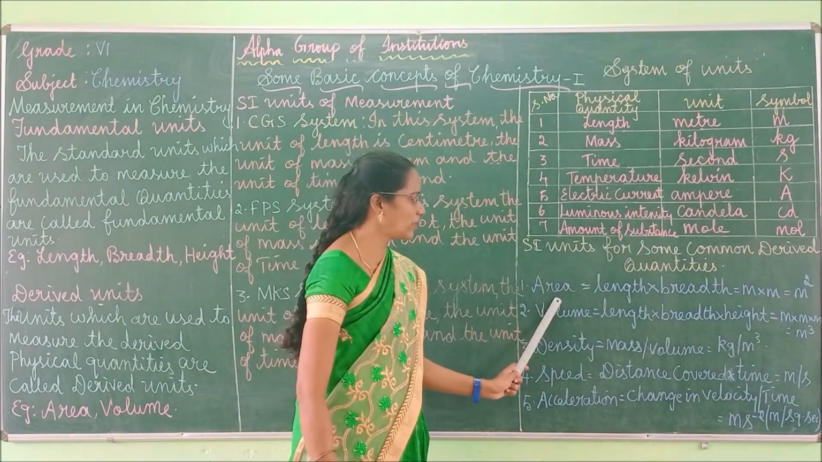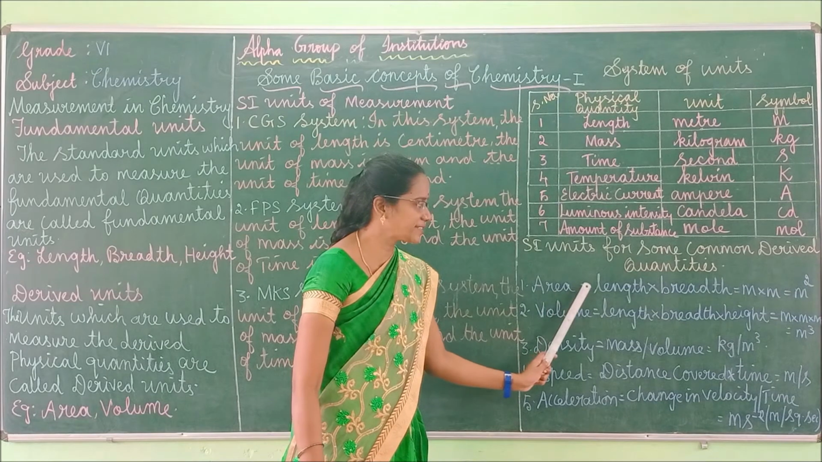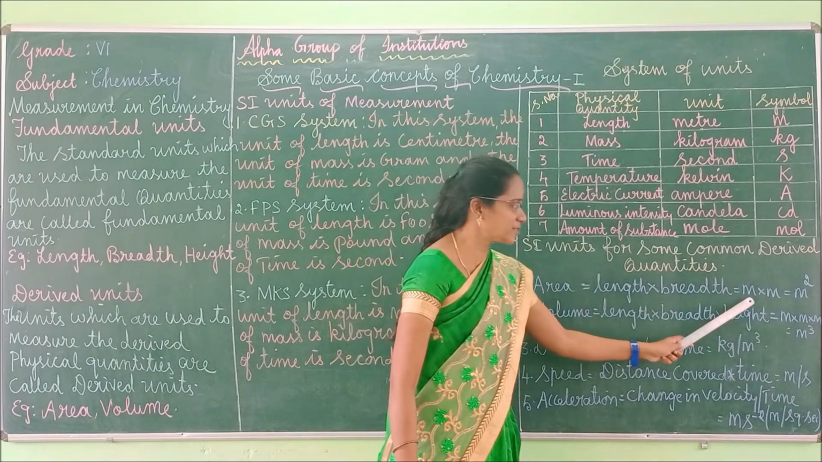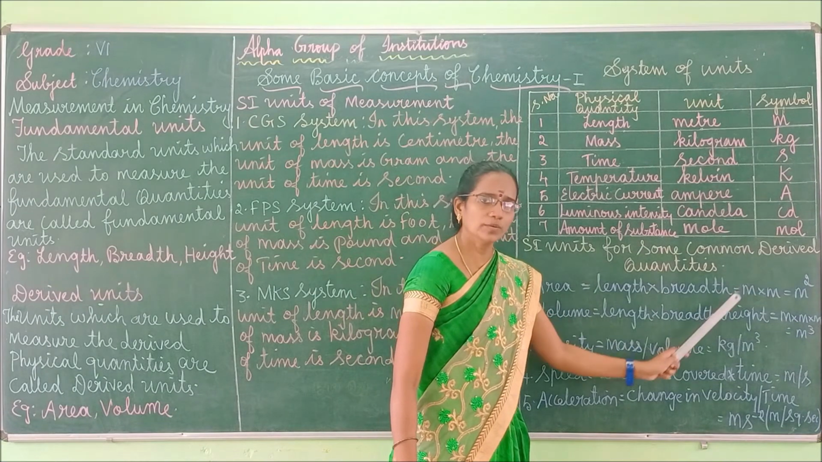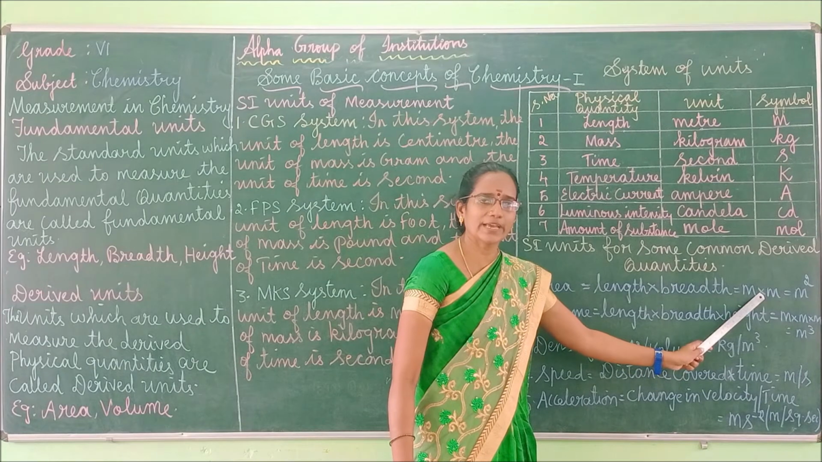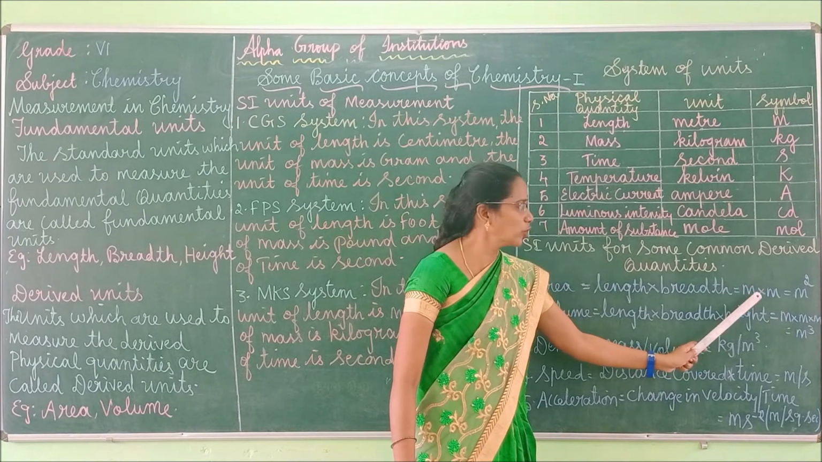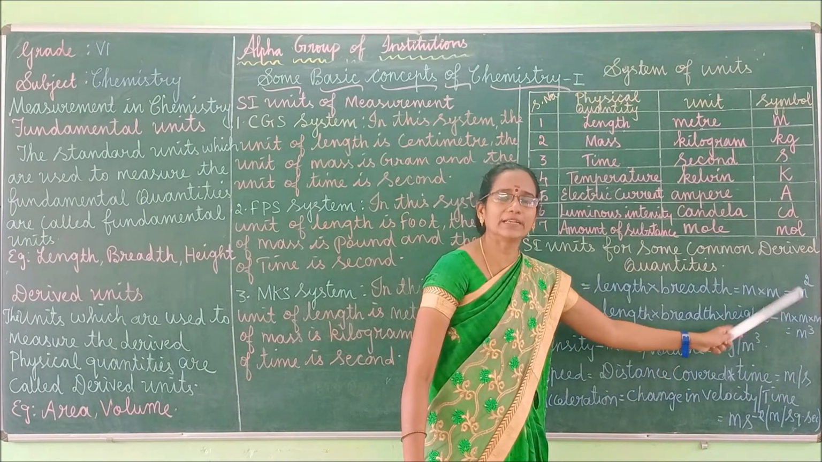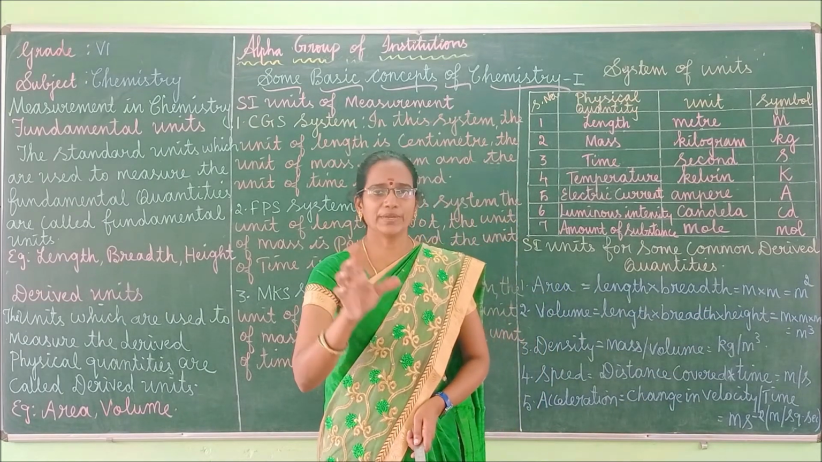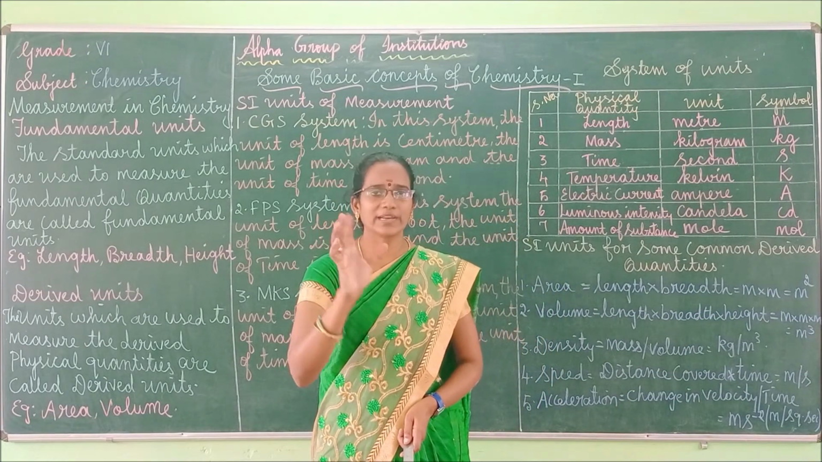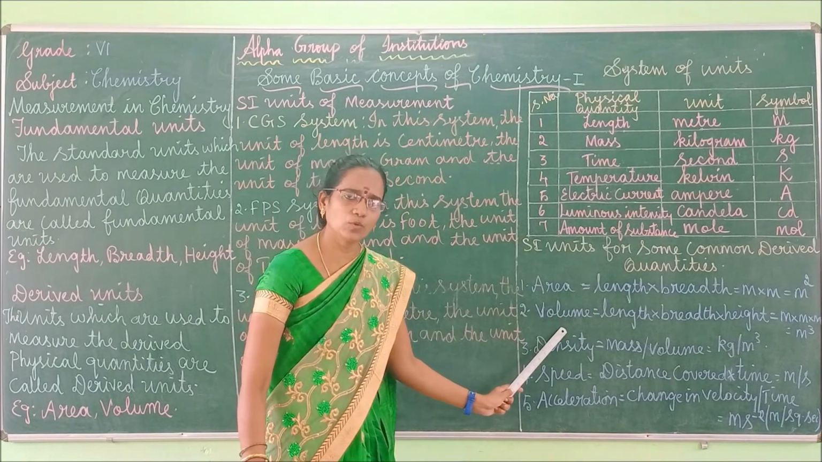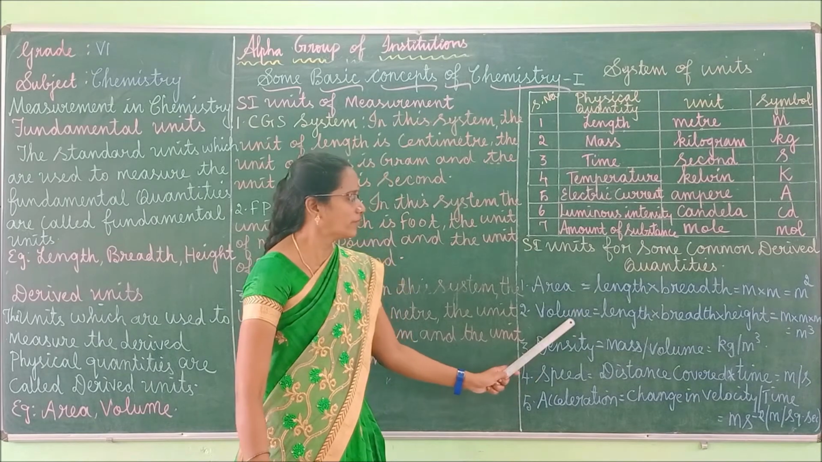What is the formula for area? Area is equal to length into breadth. Length is measured in meter, and the breadth is also measured in meter. So m into m is equal to meter square, or otherwise we can say square meter. Anything we can say, both are the same only. Okay. So next one we can move to volume.